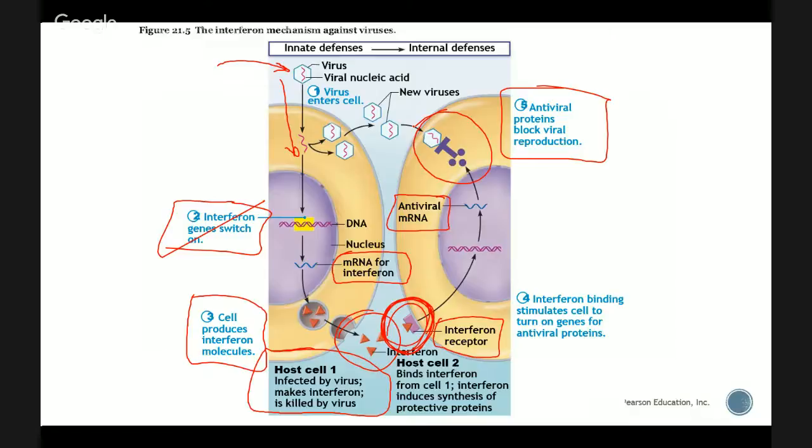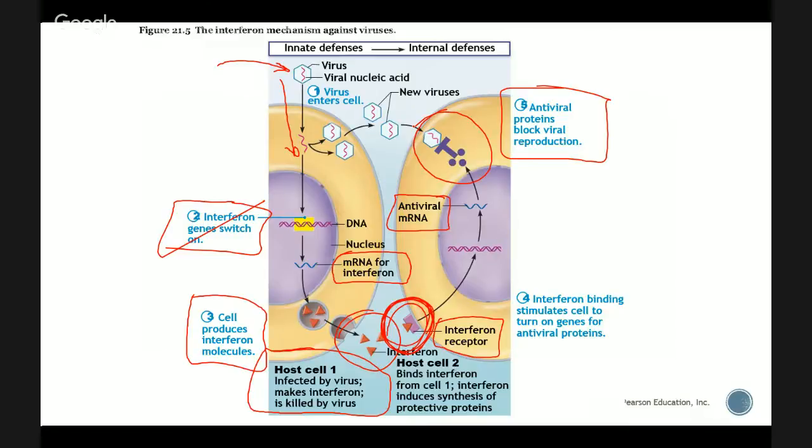Robber comes in, we activate the signal saying, hey, there's a robbery going on here, letting the other cells know that there's a virus. Okay, so then the cell blocks viral reproduction. This is the interferon mechanism.